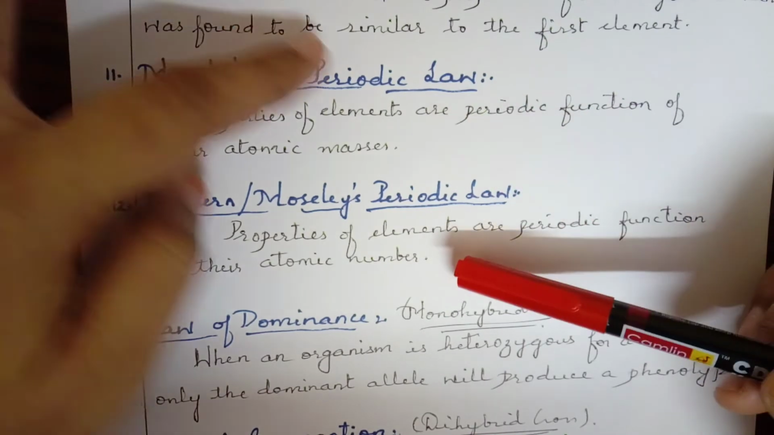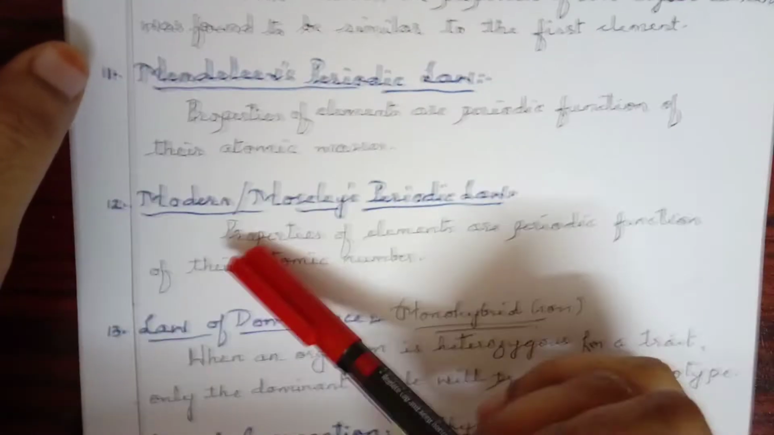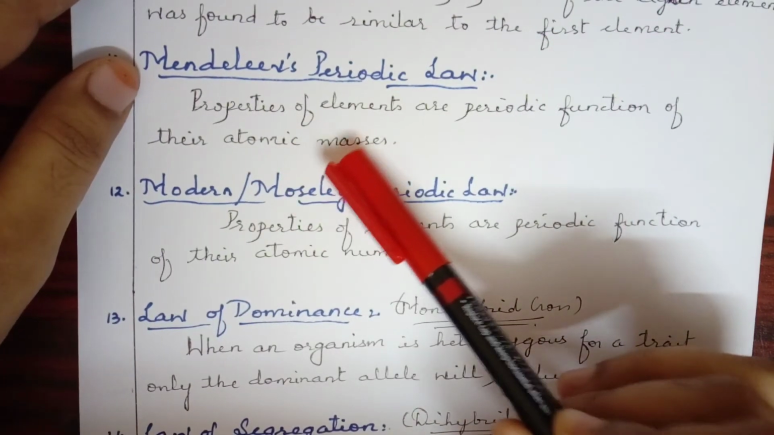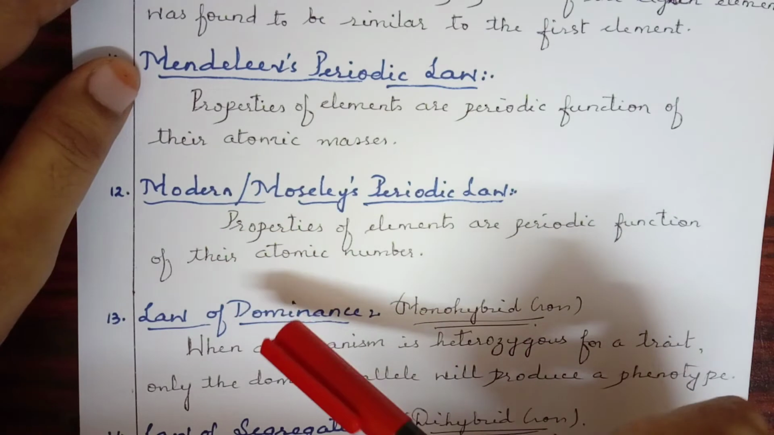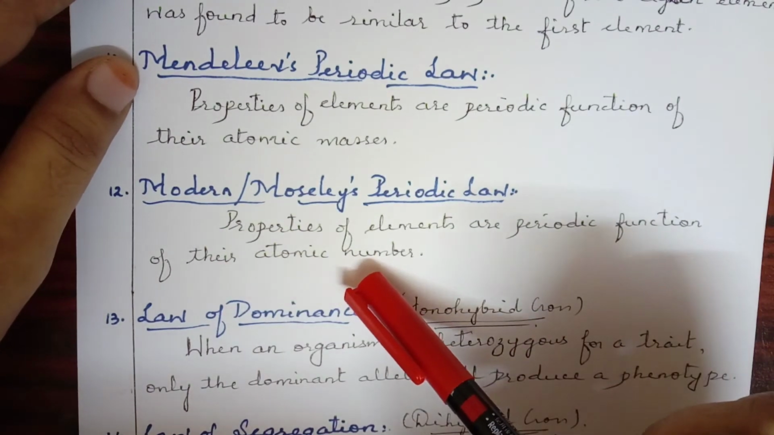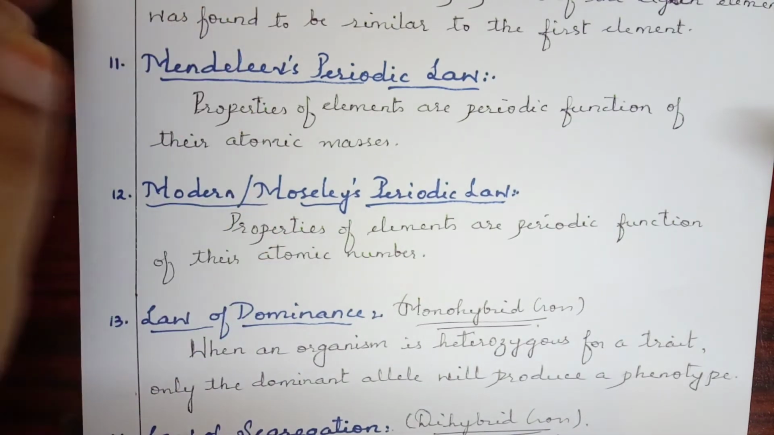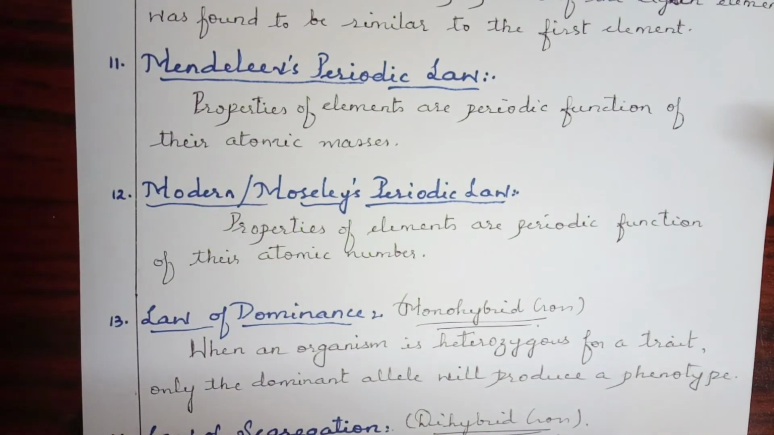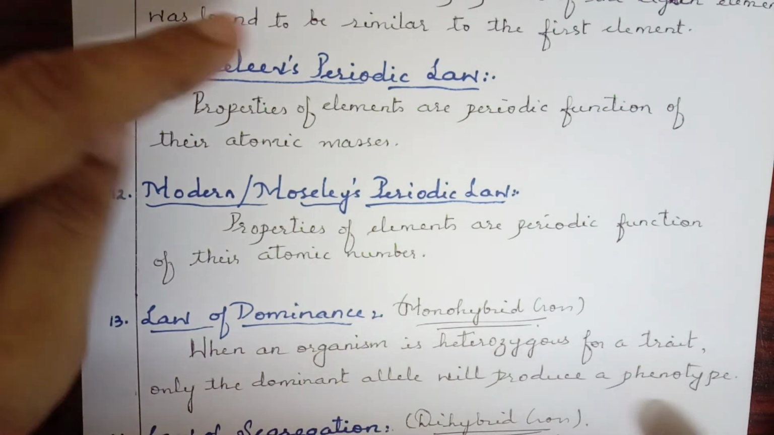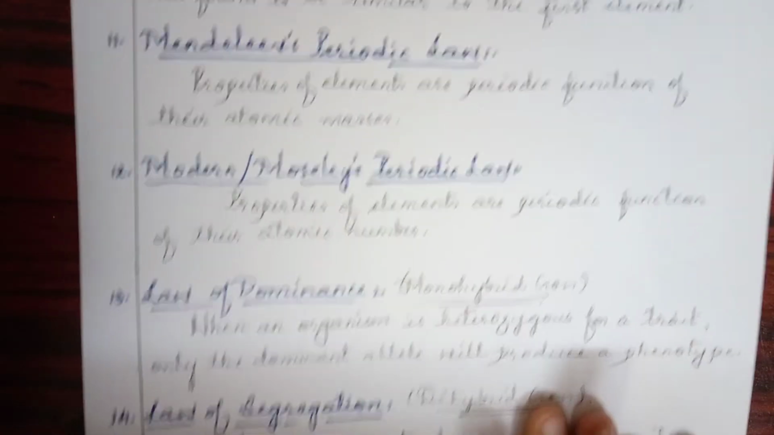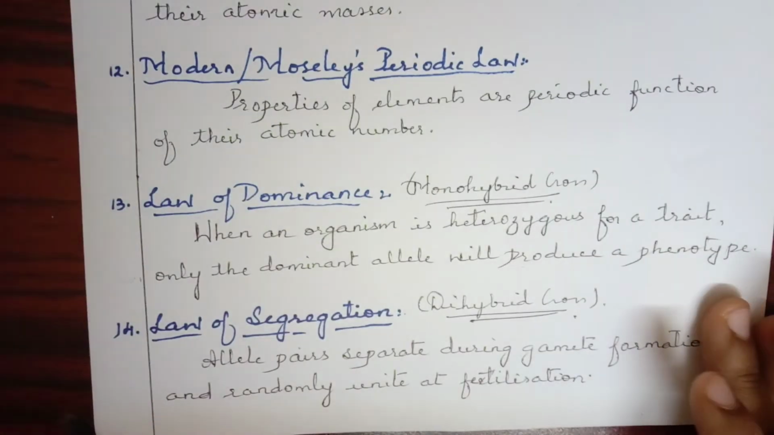See, properties of elements are periodic functions of. Properties of elements are periodic functions of. In Mendeleev's case, they are of atomic masses. In the modern case, they are of atomic number. This is the main important difference. And if you are mixing this up, your answer is completely wrong. You can't even expect a half mark or a quarter mark. So Mendeleev's periodic law is a function of atomic masses, whereas modern is the function of atomic number. Okay, so next comes your biology part.